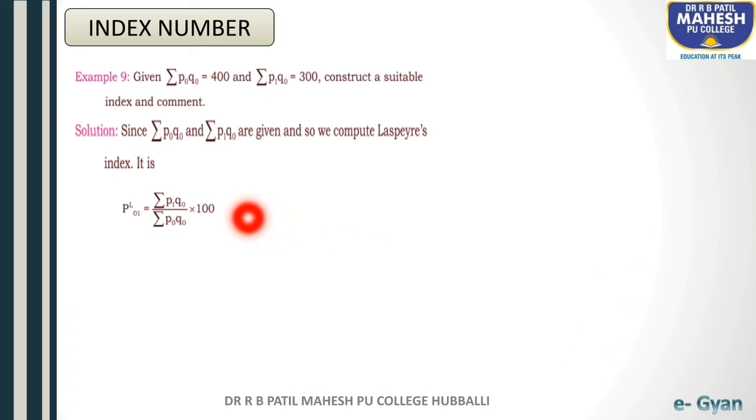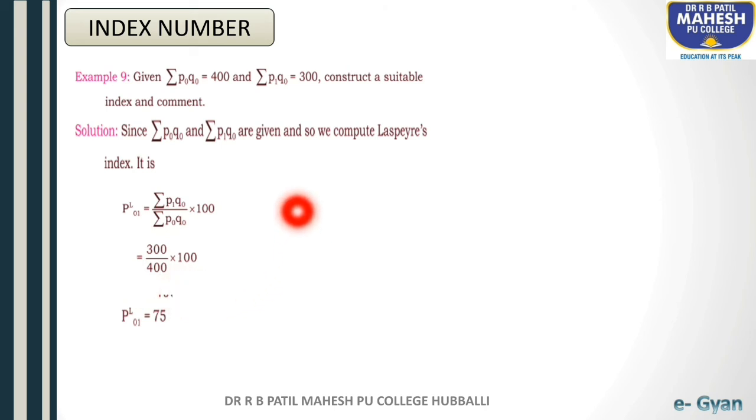So what is the formula of Laspeyres index? Summation P1 Q0 divided by summation P0 Q0 into 100. So now we substitute the values. Summation P1 Q0 is 300. Summation P0 Q0 is 400. So 300 divided by 400 into 100. After calculating this, P01 of Laspeyres is 75. So this is the answer.